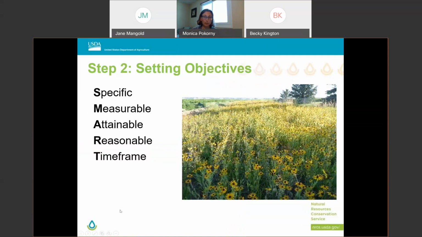You've probably heard this term before, but when you're setting objectives, make sure they're specific but practical. They need to be measurable. This allows you to determine through monitoring if you're making progress. They need to be attainable, especially given the site potential and the climate. They need to be reasonable. So that might be your socioeconomic constraints, like the cost, which is a really real factor, and being able to accomplish it within a certain time frame. So we use this SMART acronym when we talk about objectives.